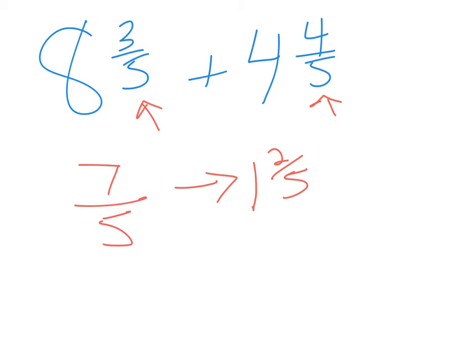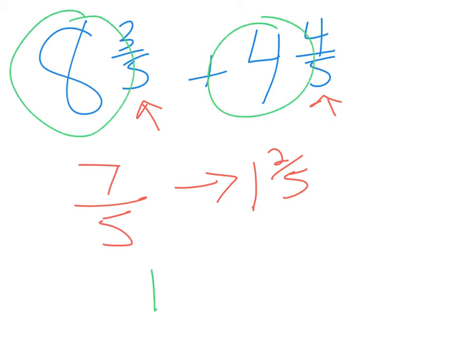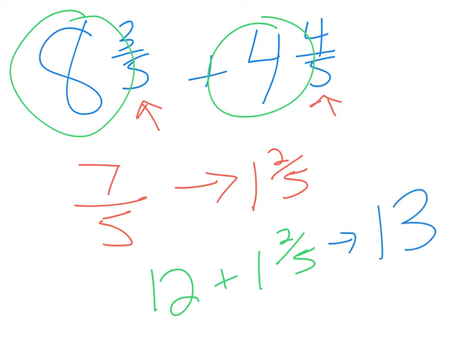But we're not finished yet. I have to go back and get the 8 and the 4. When I add the 8 and the 4, we know that gives me 12, but I have to add it to my fraction, the 1 2/5. And that simply gives me 13 and 2/5.